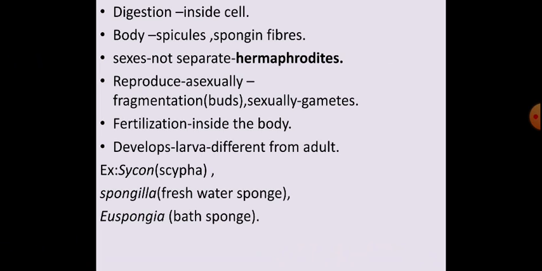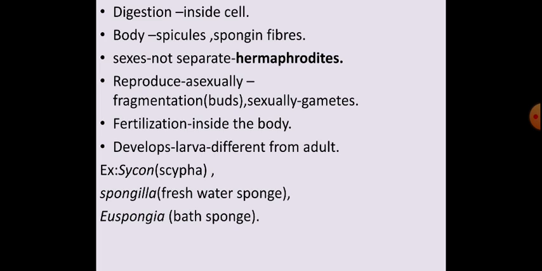So they are called hermaphrodites. Sexes are not separate, which means both male and female sex organs are present on the same body. If there is one sponge, both the male and female sex organs are present on the same body, and such organisms are called hermaphrodites.